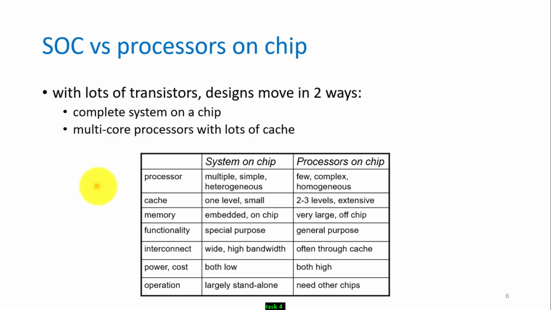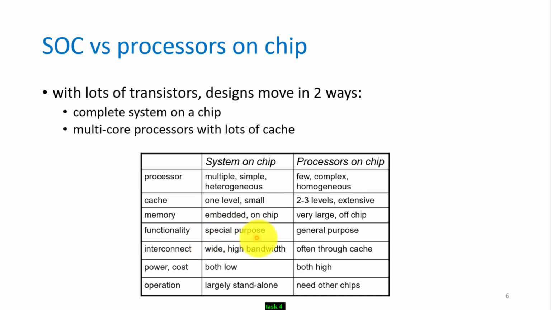So what's the difference between a processor on chip and a system on chip? In a system on chip we have multiple simple and heterogeneous processors. In a processor chip we have a few complex and homogeneous processors, meaning all of them are of the same architecture. In terms of cache, here we have one level and small, there we have 2 to 3 levels and extensive. Memory is embedded on chip here, while there it's very large and off chip, which we call the RAM.